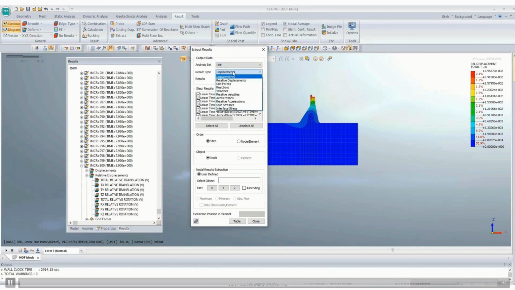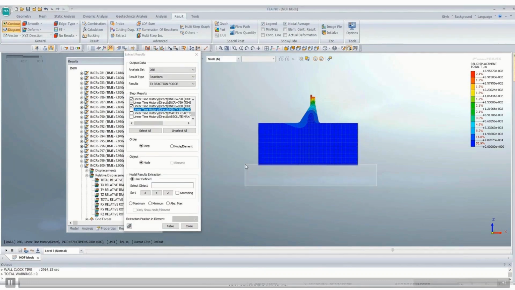Then reactions we want in, say, horizontal force. First we require Tx, and we want up to 800 cycles only. We don't want minimum, maximum. For each cycle I'll check the factor of safety, and then select all the bottom nodes where we have applied the restraint, and table. Again, it will take some time for the table.